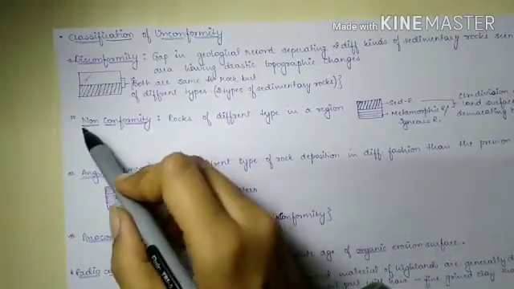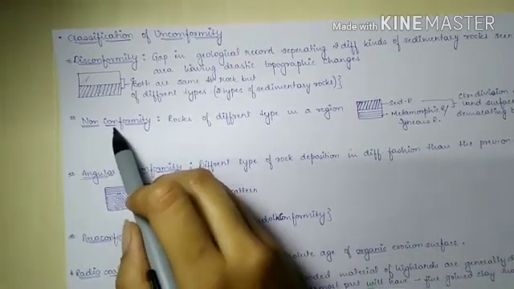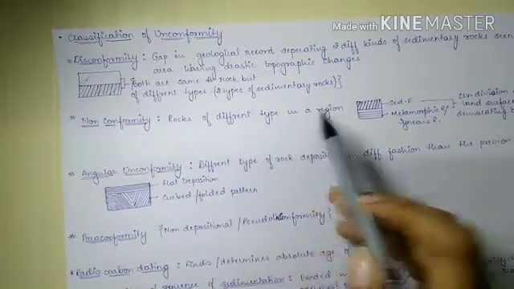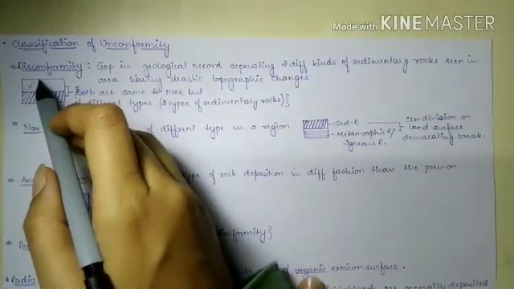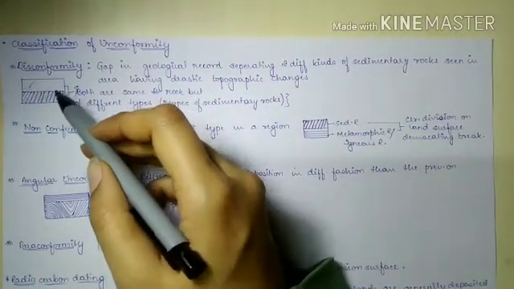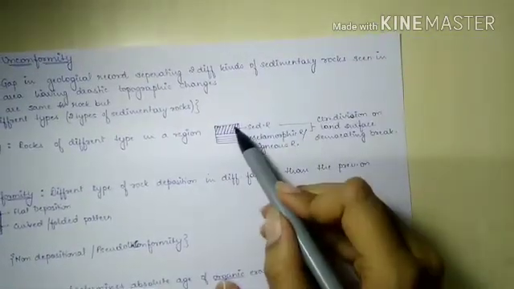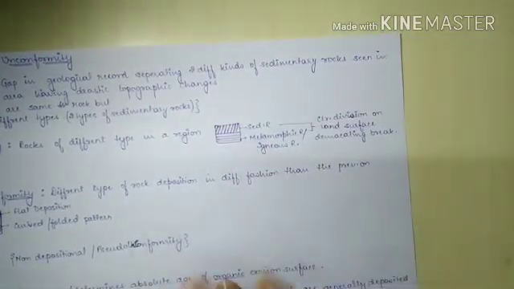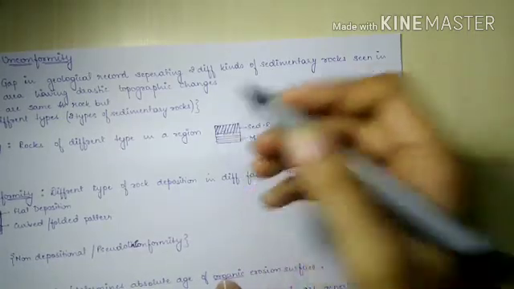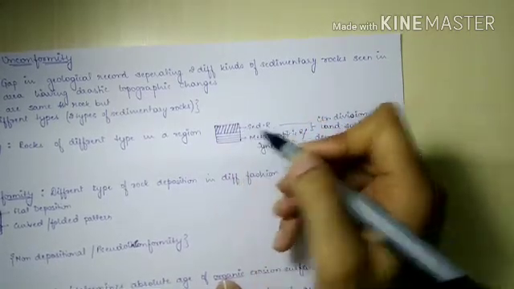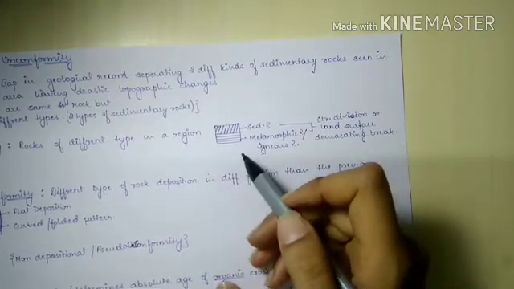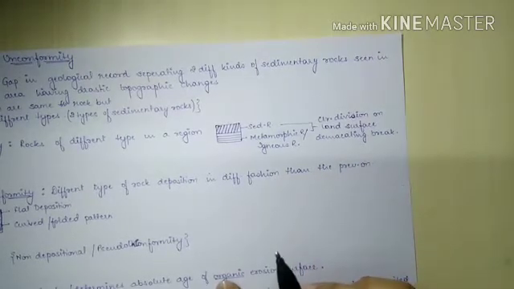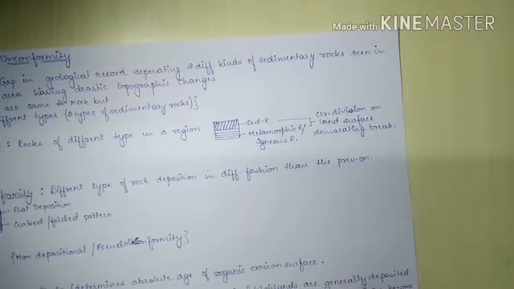Okay, next is non-conformity. Non-conformity is rock of different type in a region. See here, in the disconformity we have seen that there are same rocks but of different types, but in this non-conformity there are altogether two different types of rock. So here the first one is sedimentary rock, and the one downward is metamorphic or igneous rock. So there is a clear division on the land surface, demarcating a break.